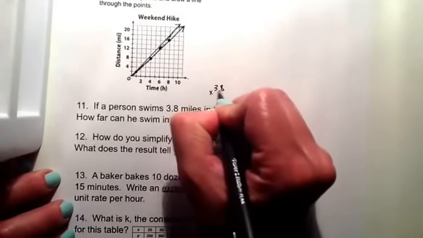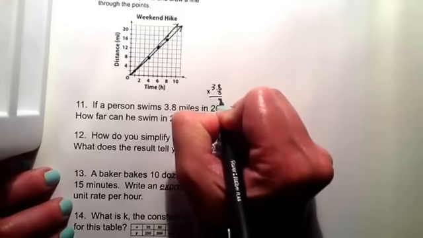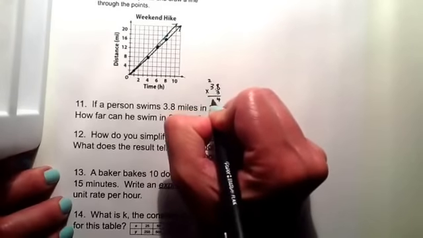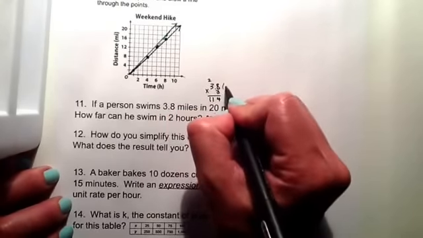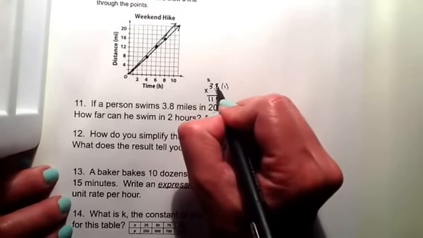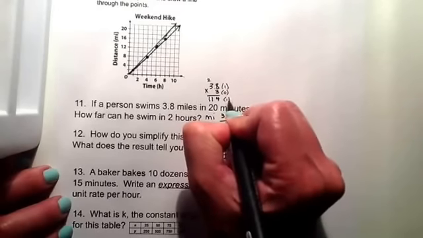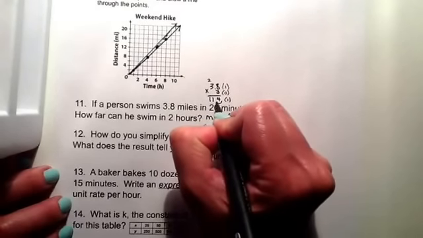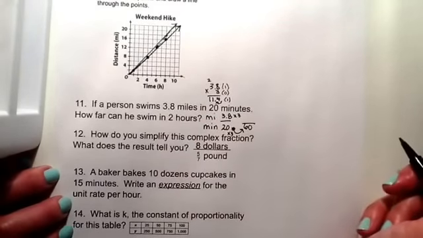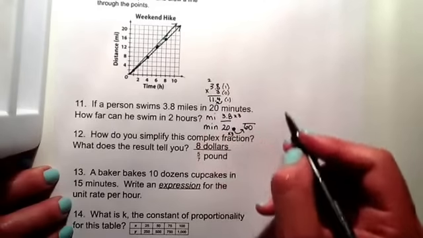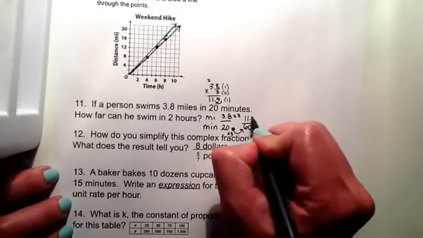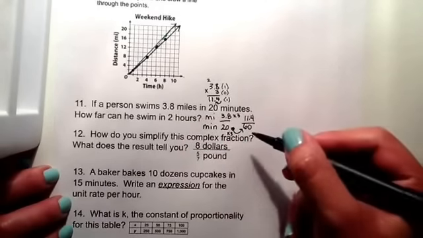3.8 times 3. Remember, when you're multiplying decimals, you do not line them up. And there's 1 decimal place value on the top number. There's none on this bottom number. Altogether, there was only 1, so you come from the back and you move it over 1 time. So that's 11.4 miles in 1 hour.